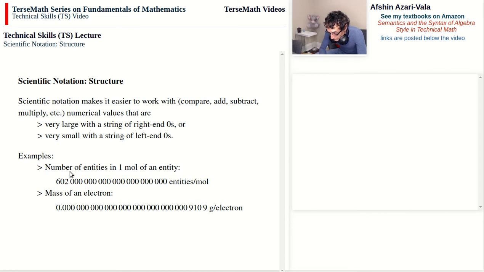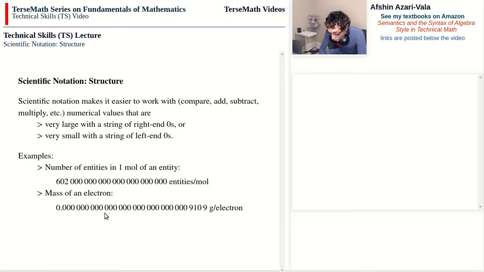For the number of entities in 1 mole of an entity, we have this number. There are so many entities in 1 mole of an entity. So a mole of electrons would have so many electrons. This is a huge number. And as you notice, it's a very large number with a few non-zero digits, followed by a string of zeros on the right-hand end.